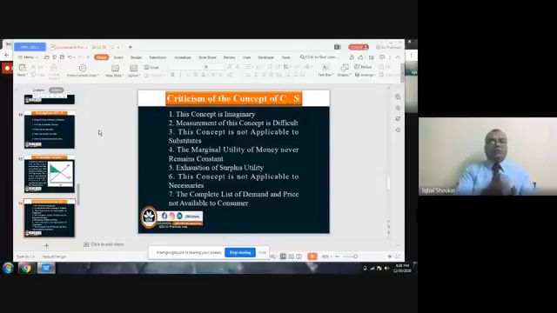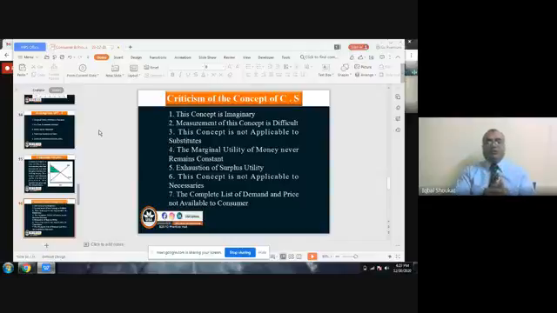Whatever you have attained, whatever you have utilized, if you're spending your money on the same product, you can't get the same benefit or the same return from the same product. So the marginal utility of money will never be the same, never constant for the rest of the money units. Exhaustion of surplus utility.